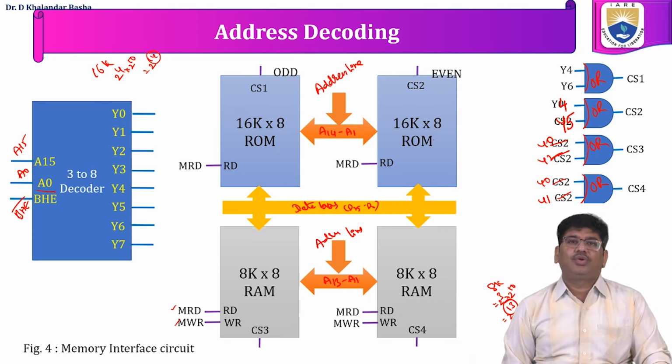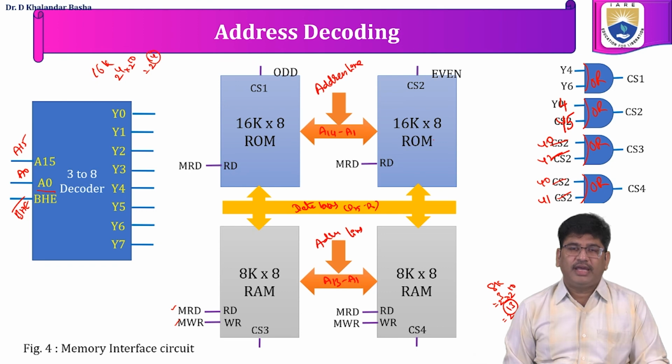So this is the total interfacing circuit of two 16K by 8 ROM chips and two 8K by 8 RAM chips with the 8086 processor.